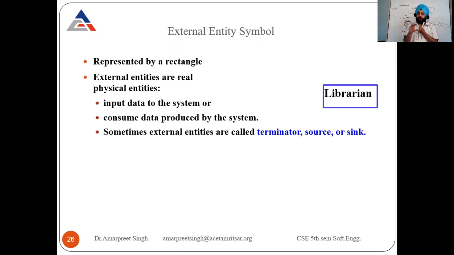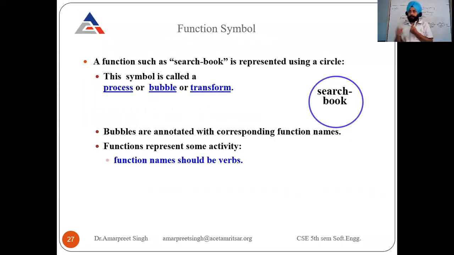Some external entity, just for example, a librarian. In a library management system, a librarian is the external entity. The symbol used to represent a librarian is a rectangle. Any functionality, suppose search book, is one process, one function. That function is represented by the circle, which is known as bubble or process or transform. Whatever work we do, in Hindi or Punjabi we say kriya, that is, doing work, that is the function. So that process is represented by the bubble.